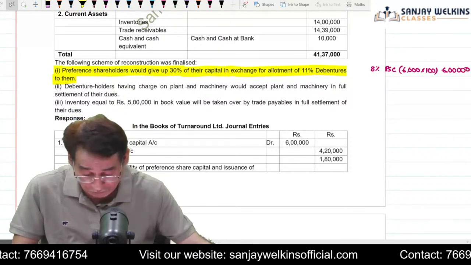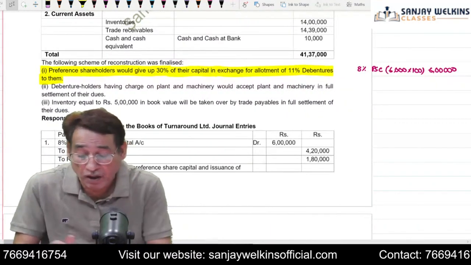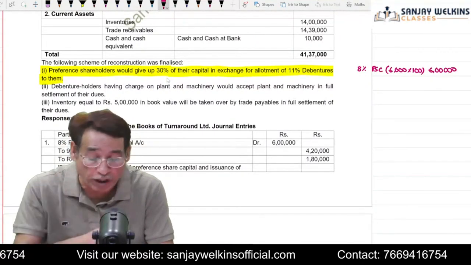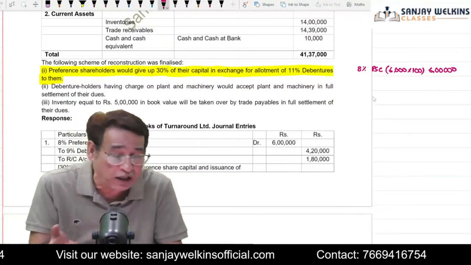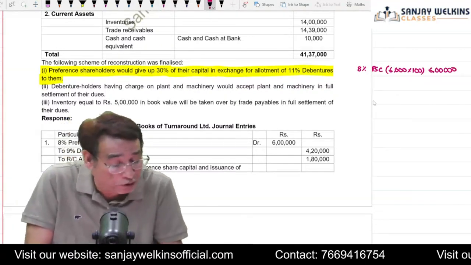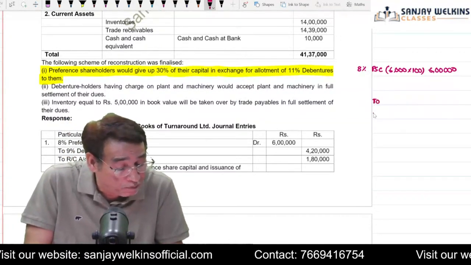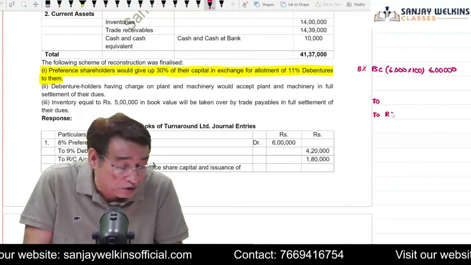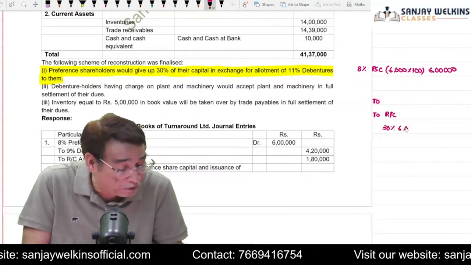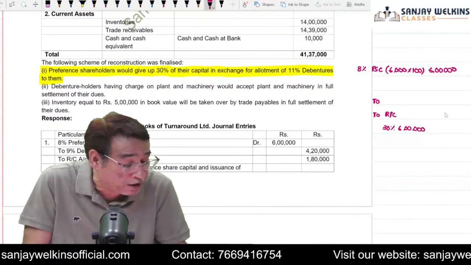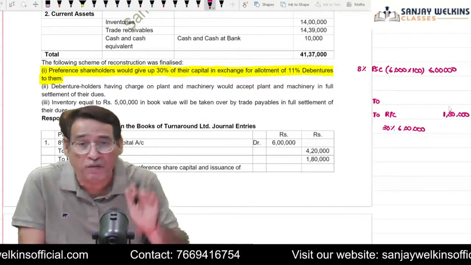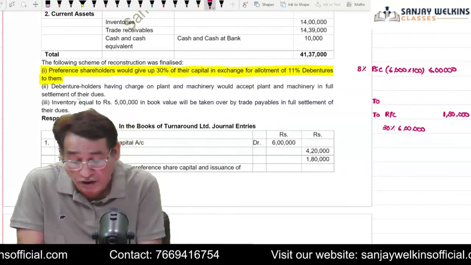Now, what is written further? Further, it is written, preference shareholders agree to give up. Give up means to forego, to remit, to waive 30% of their claim. So whatever claim is being waived will be considered as a gain. So I will have to write over here, to reconstruction account. So I'm going to write here, to reconstruction, 30% of their claim. So I will compute 30% of 6 lakh. Now what is 30% of 6 lakh? That is equal to 1,80,000. So I'm going to write here 1,80,000. Is it clear to you?